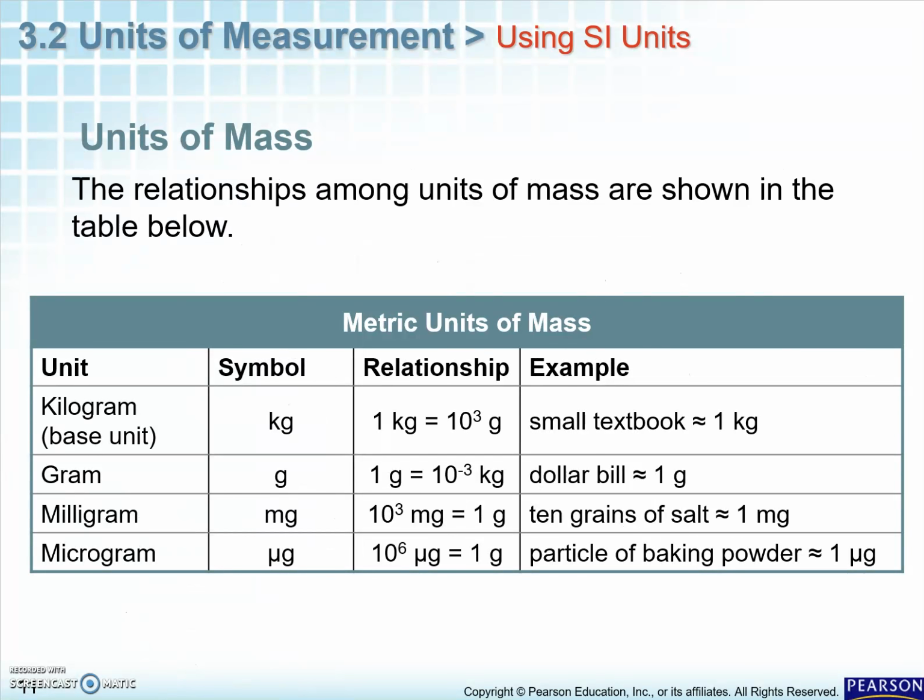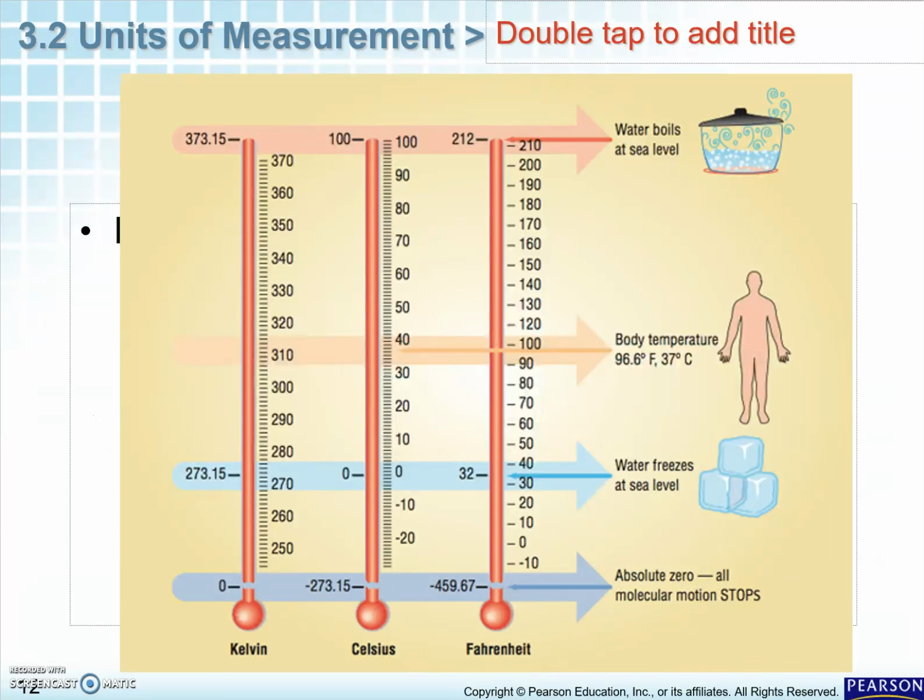Here's some more relationships on the metric unit for mass and some examples. Since we don't often use micrograms or milligrams, it kind of helps you understand how much each one is. This is probably the most relatable. A dollar bill is about 1 gram, so you can see how that's really, really small, whereas a kilogram is about a textbook.